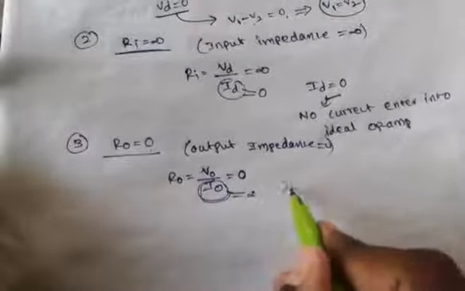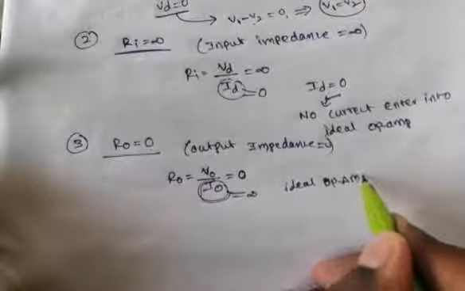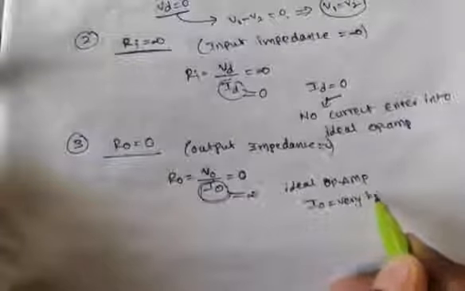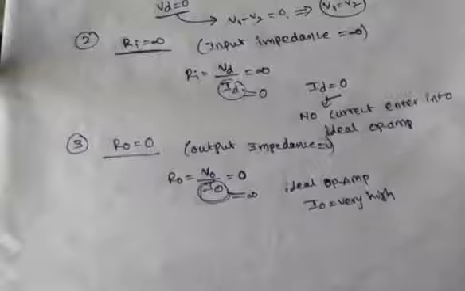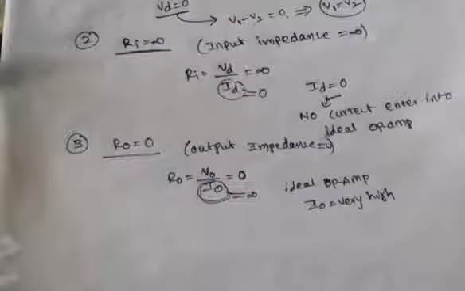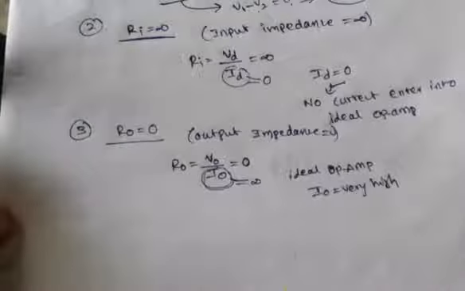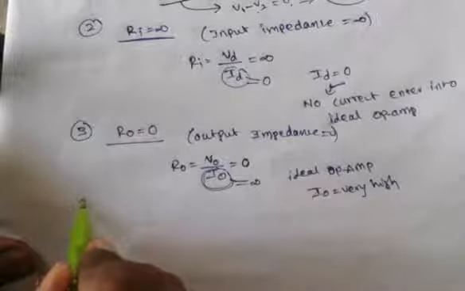So for an ideal op amp, the output current should be very high. Why? Because there is no current entering into the operational amplifier, means the total input side current will be passed through feedback to the output side only. The total current will be passed to the output side only. That's why the current quantity will be very high. Due to that, resistance will decrease.